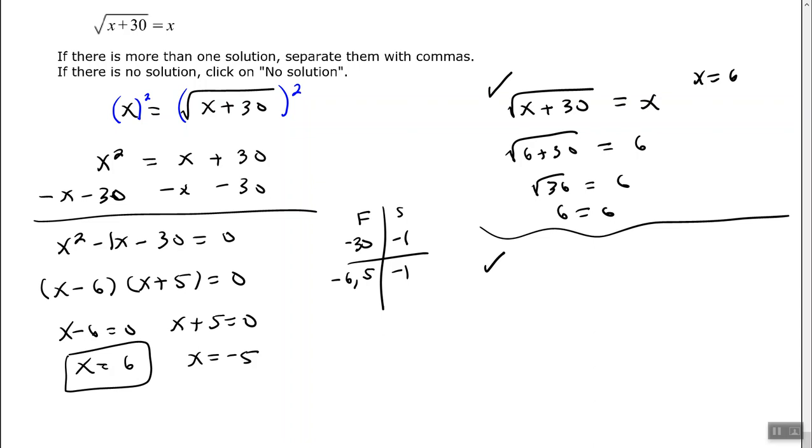Then let's check negative 5. Again, we run up against that rule: the square root is isolated on one side, everything is underneath the square root symbol, and it's telling me that it's equal to a negative number, which is not possible. So negative 5 would not be a valid solution, and my only valid solution for this problem is 6. Sometimes you will have one valid solution, or two valid solutions, or maybe even no solutions. So make sure you check your solutions.